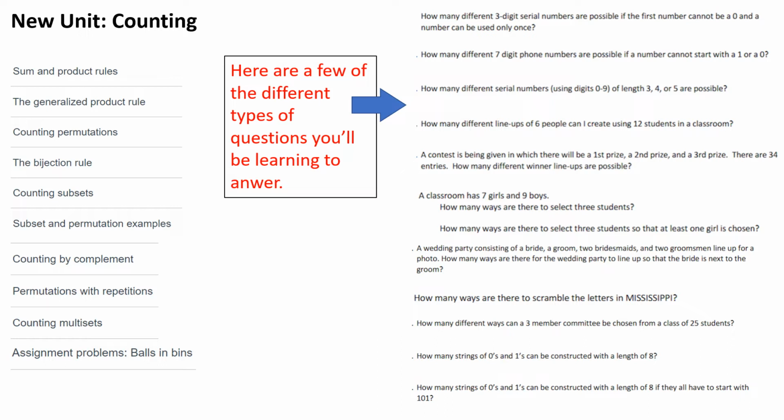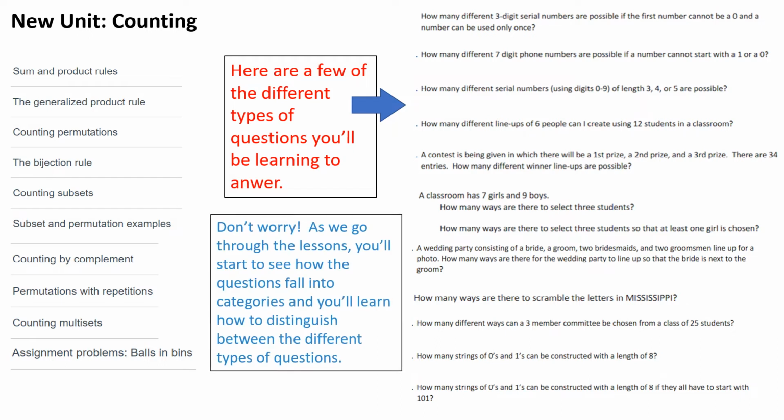And so your challenge is to be able to read a question and know, oh, this one is one where I need to do counting by complement, or maybe, oh, I'm counting multi-sets in this problem, that kind of thing. But don't worry, as we go through the unit and learn more and more categories, you'll eventually see how everything does fall into its own category.